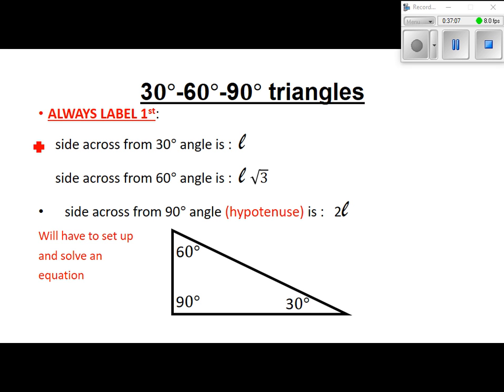30, 60, 90 triangle. What do you think you know about a 30, 60, 90 triangle? What do you know about a 30, 60, 90 triangle? One of the angles is how much? 60. One of them is 90. One of them is 30. That's why it's called a 30, 60, 90 triangle.